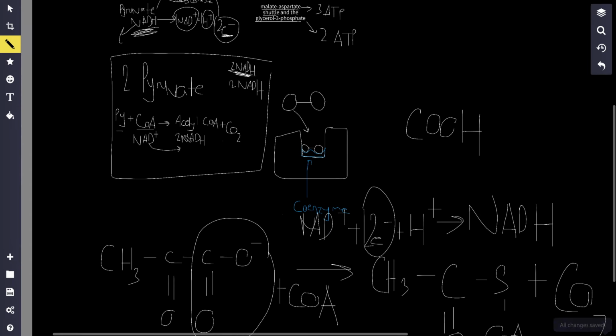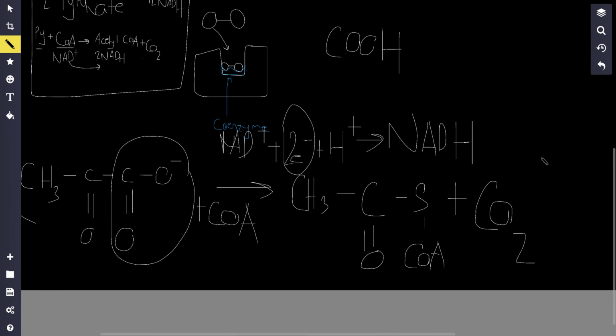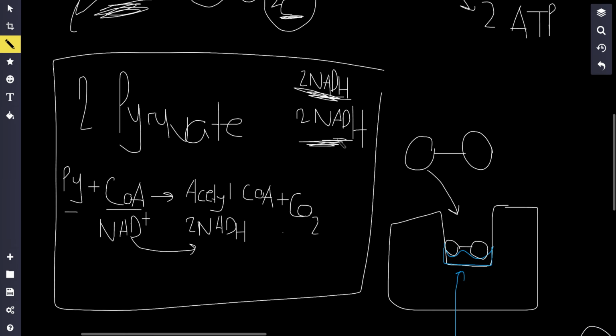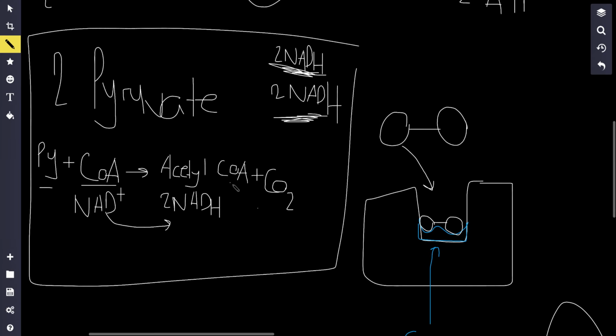And remember that because we have 2 pyruvates, once again, all of this is doubled. So in total, we have 2 NADHs here, 2 NADHs there, so we have 4 NADHs in total. We have this acetyl coenzyme A, and we have the CO2 that's released, which we get out of our body. We breathe out CO2. So there we go.